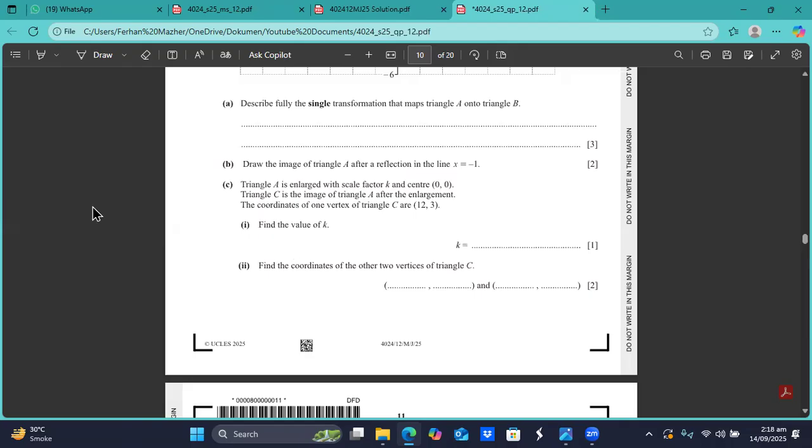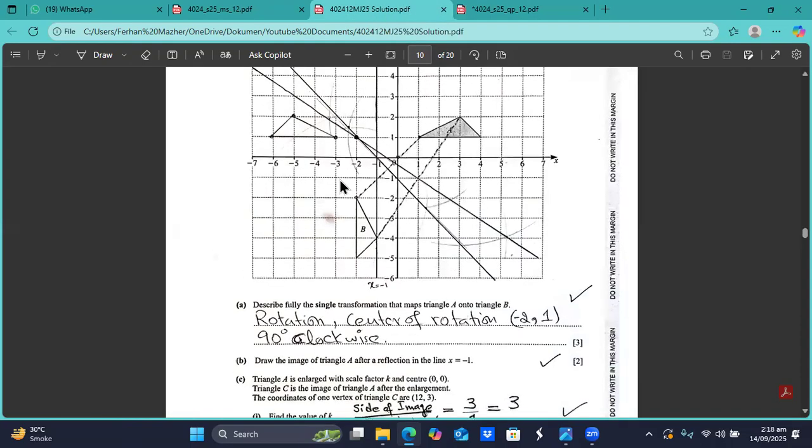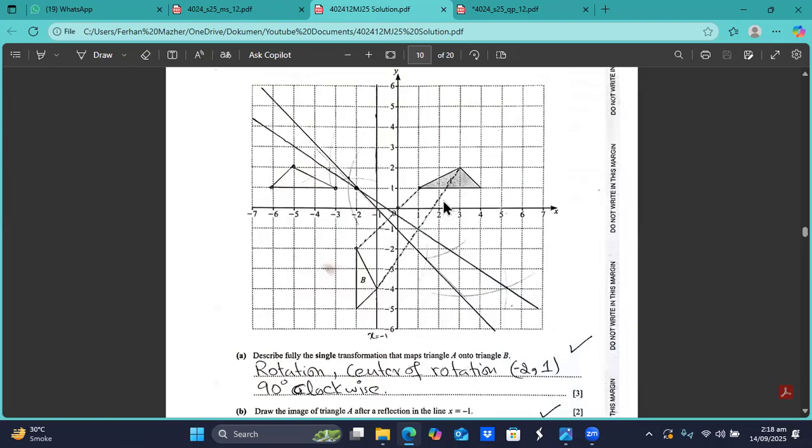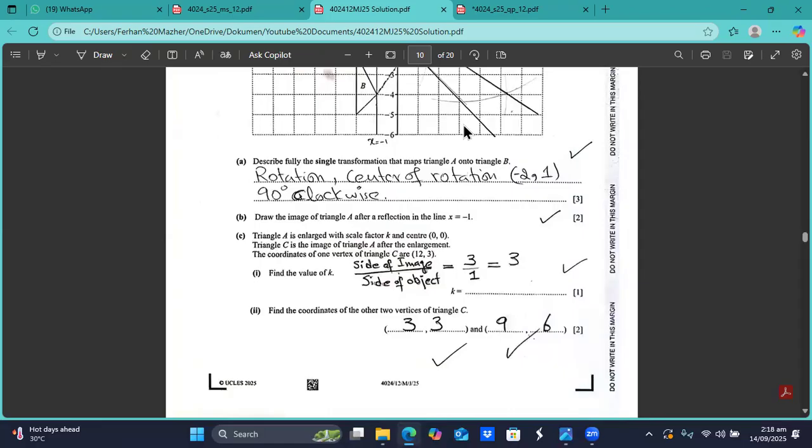So one of the points, its image is given. You see, this is that triangle, and this is the center of the enlargement. Most probably this point is 4 steps on the x-axis and 1 step on the y-axis from the center of enlargement. Its image they told us is (12, 3).